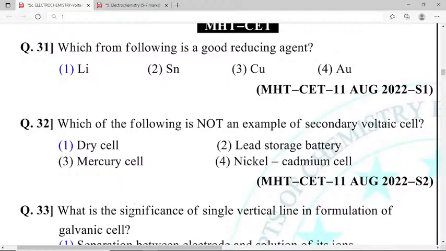Which of the following is a good reducing agent? Lithium is a good reducing agent. Straightforward question from the electrochemical series.